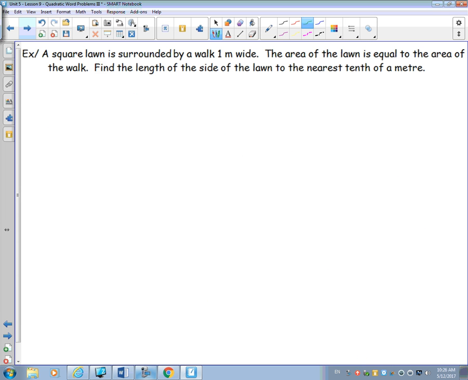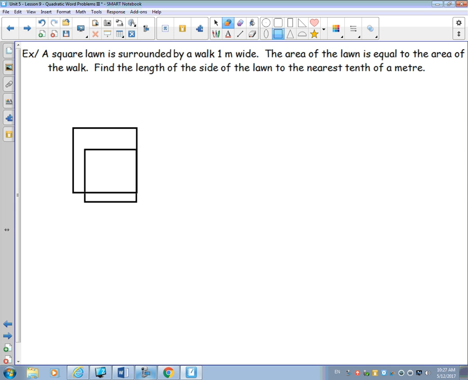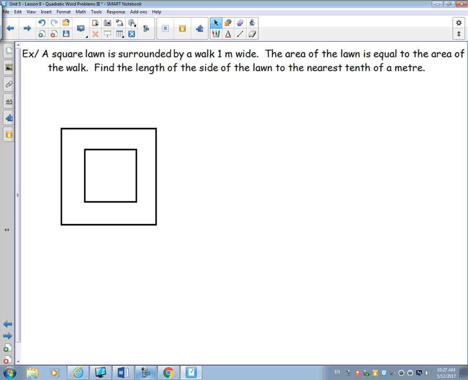Example number 2. A square lawn is surrounded by a walk 1 meter wide. Okay, so you can turn that into a picture. I need a square. It's a square. And I need it to have a walkway around it that's 1 meter wide. Well, if it's all 1 meter wide, then it's going to be a uniform shape again. So let's line this up a little bit better. That looks better. So my square lawn is surrounded by a walk that's 1 meter. So I know that's 1. I know this is 1. I know this is 1. I know this is 1.